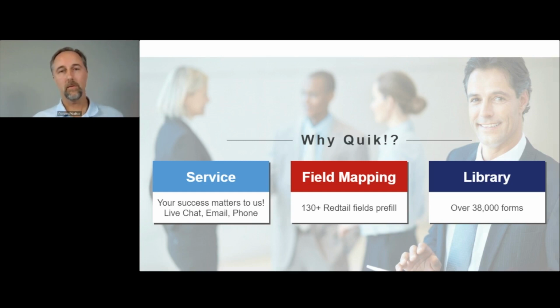The second one, this middle box, is our field mapping. Now, I'm going to tell you the truth. We have over 130 Redtail fields, and that's amazing because all that data you're putting into Redtail is going to flow onto Quik. But the real truth is we support over 750,000 unique fields across the library of forms. What that means then is not only can we take your 130 fields from Redtail, but we can put them into any type of person role.